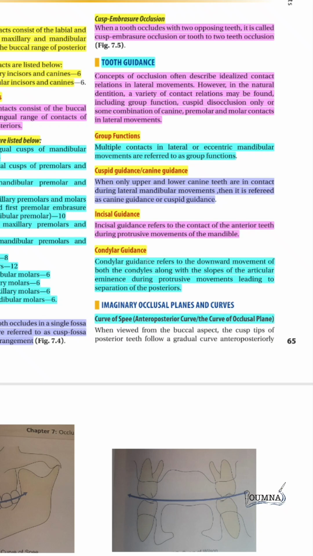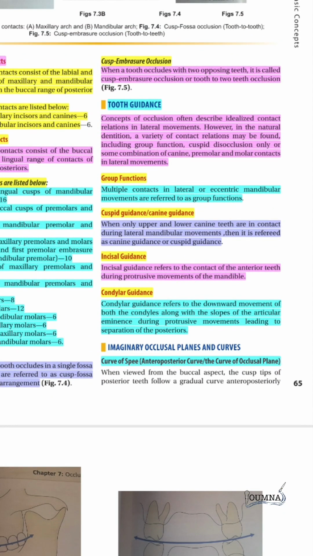For the condylar guidance, this is when both the jaws get separated and the mouth is open. So it is the downward movement of both the condyles along the slopes of the articular eminence during protrusive movements, leading to separation of the posteriors. So it is a protrusive movement also.